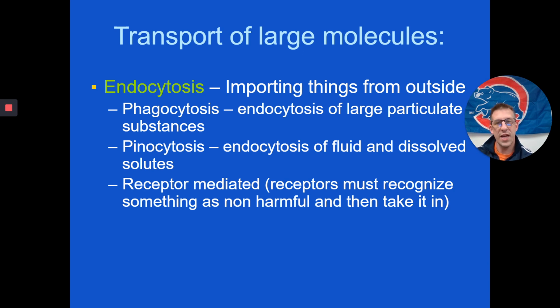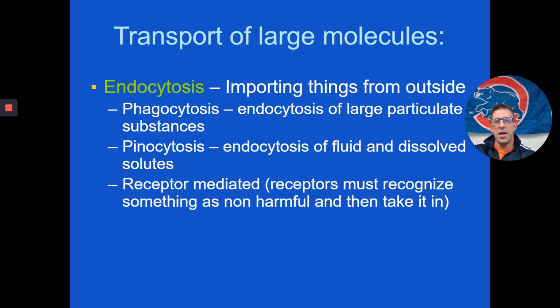Okay, there's a third type of endocytosis called receptor-mediated endocytosis, and this is basically just a way for the cell to bring something into its body while making sure that it is safe. And this is mediated by receptors on the surface of the cell that can identify things as either harmful or not harmful. And if it's not harmful, it will take it in. So these little receptors identify things that are good for the cell.